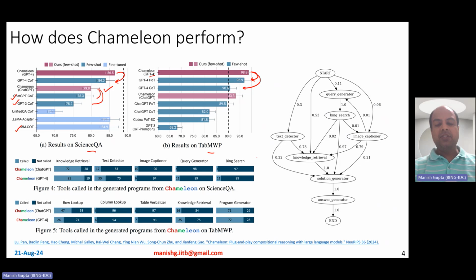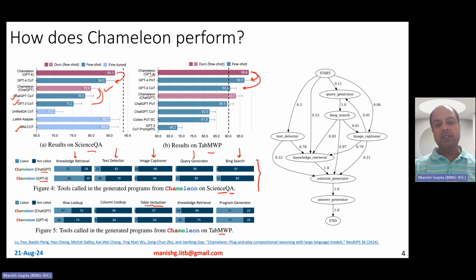Now at the bottom, you see which tools are being used for ScienceQA and TabMWP by ChatGPT or GPT-4. Each of those shows whether the knowledge retrieval tool is called or not, the text detector is called or not, the image captioner is called or not, the query generator is called or not, and Bing search is called or not. As you observe, on TabMWP, it's going to call the table verbalizer, which of course is not even used in ScienceQA. So that is obvious in some ways.